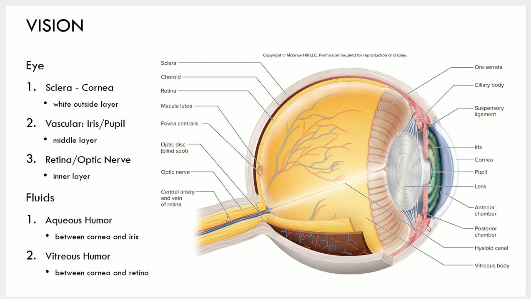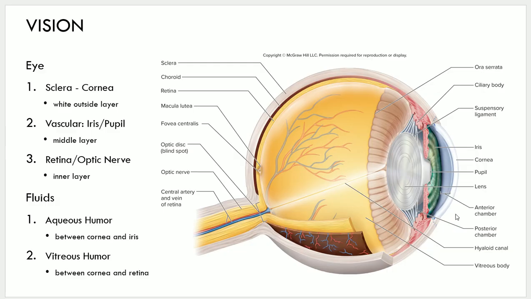White outside layer, and notice no sclera right here. That's called the cornea. So when we get to the front of the eye, it's a clear layer that you can see through, and that is called the cornea. Rest of it's sclera as the outer layer. Clear part is cornea on the front of the eye.